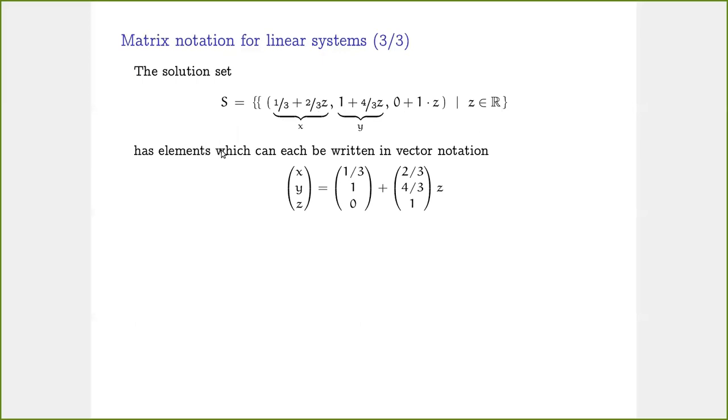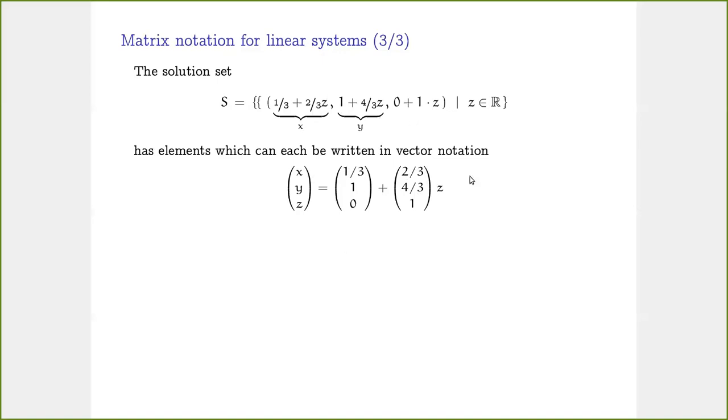This enables you to write the solution, each solution in vector notation. So here's the x, y, z for x, y, and z. And you can see the coefficients here, 1/3, 2/3, 2/3 are on the top row. So x equals 1/3 plus 2/3 z. Y equals 1 plus 4/3 z. Well, there's the 1 plus 4/3 z. Z equals 0 plus 1z. Well, that's the z equals z.